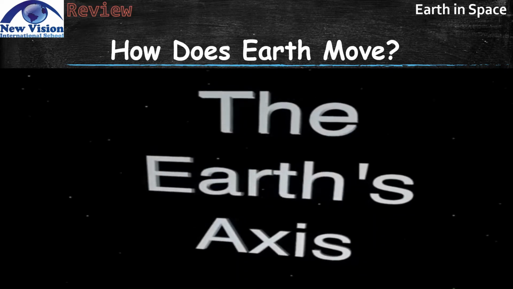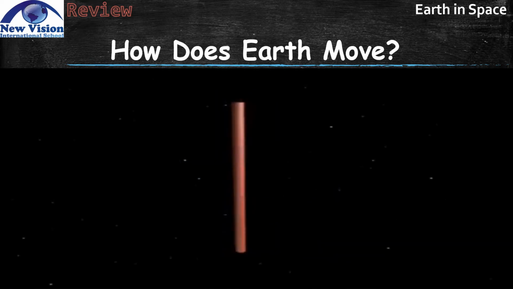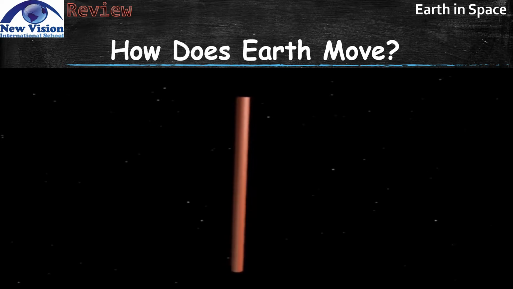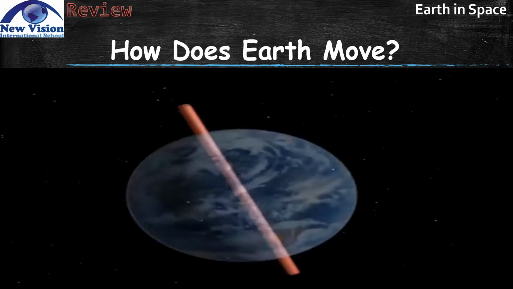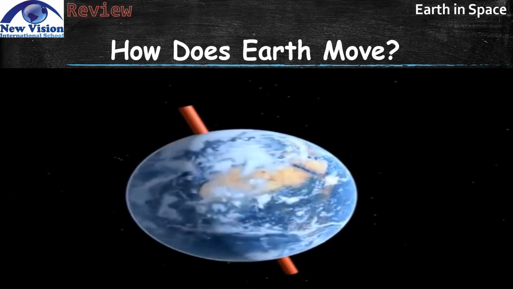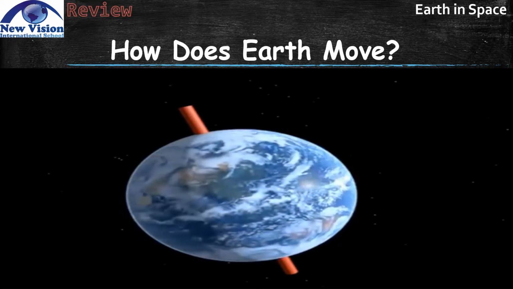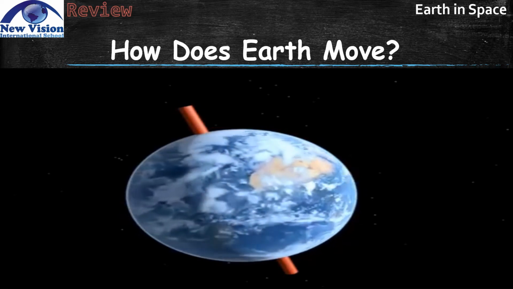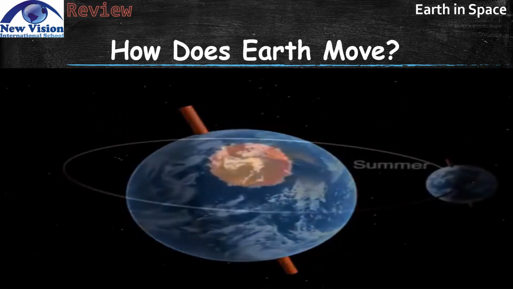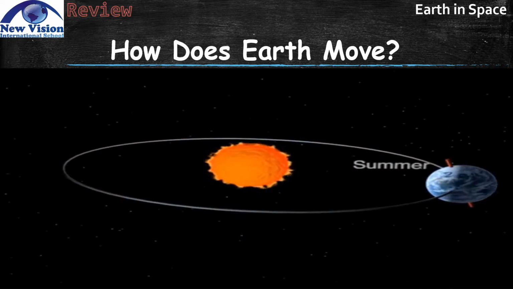Talking about the Earth's axis. The Earth rotates on an axis. The axis is tilted at an angle of 23.5 degrees. The Earth rotates around its axis once a day. The tilt of the axis affects when seasons occur. When the axis tilts toward the Sun, the northern hemisphere experiences summer, while the southern hemisphere experiences winter.